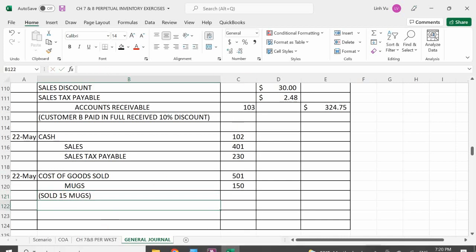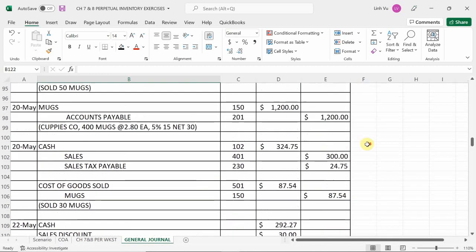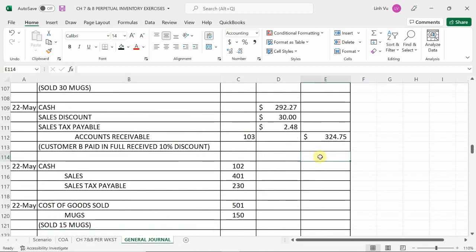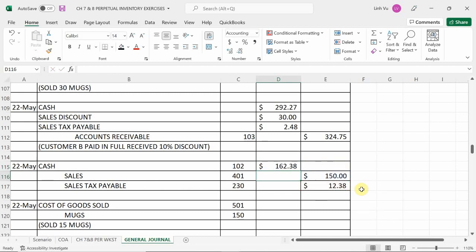Okay, so 15 mugs at $10 each. So where are we? Sorry. So we got 15 mugs at $10 each. Gives me $150. We need to figure out how much sales tax we're going to be charging, which is the 8.25% of the $150, which gives you $12.38. So therefore, you should be collecting a total of $162.38.